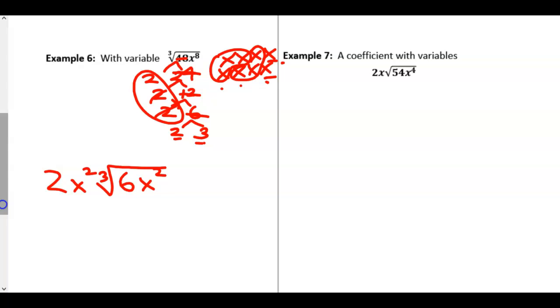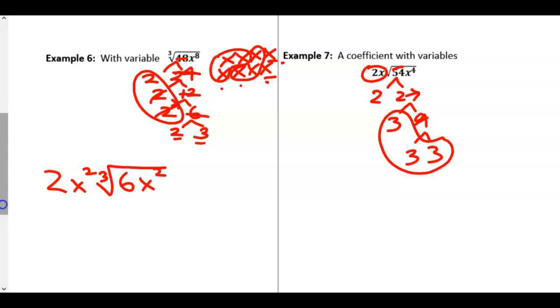Cube root. Okay, last one. Make it just as hard as possible. So, does everyone see the coefficient 2x? All right. Break down 54. 54 is 2 times 27. 27 is 3 times 9. 9 is 3 times 3. Those are prime. So check it out. Do I have any triples, groups of 3? Why'd you say no? Because I do, actually. So 3, 3, 3 is a triple.